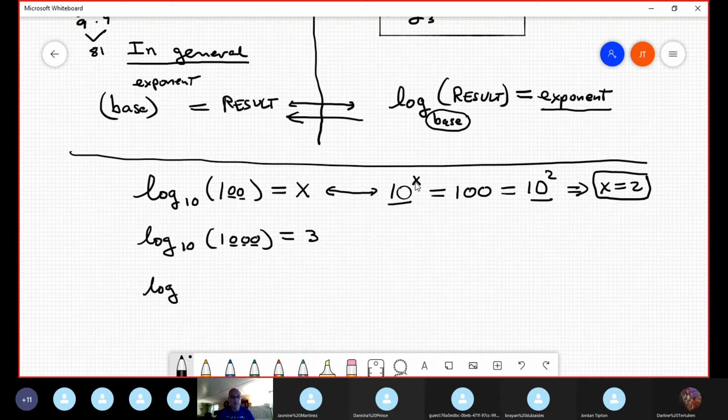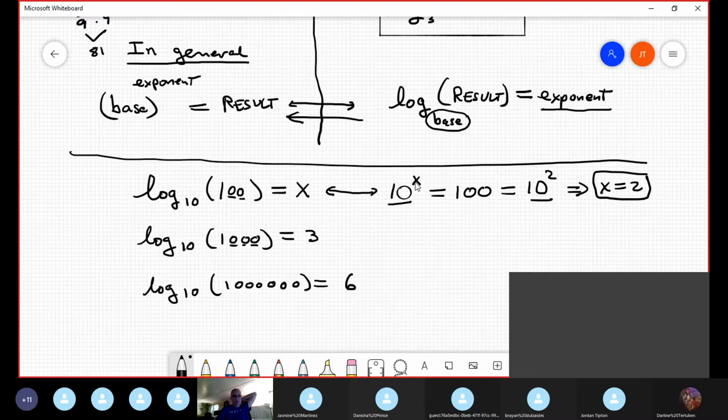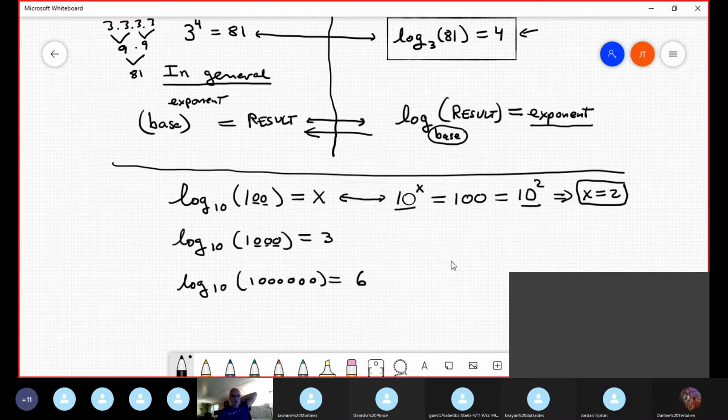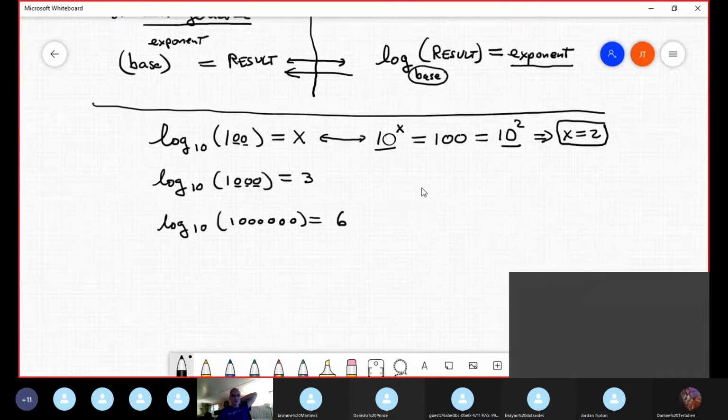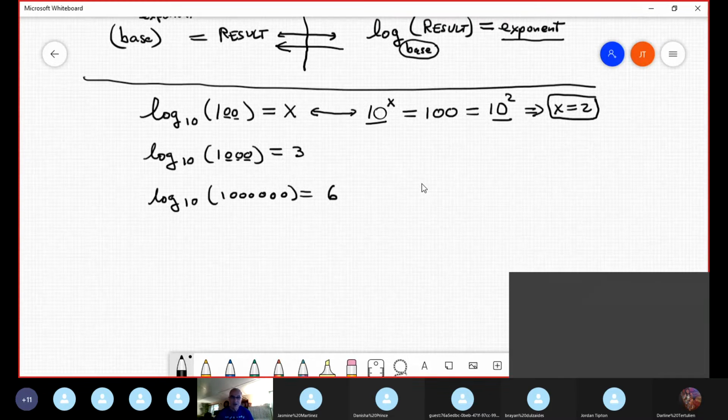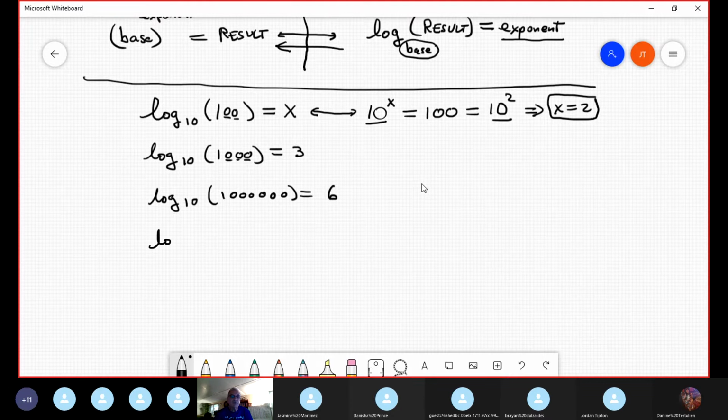And what about 1 million? 1, 2, 3, 4, 5, and 6. What is the answer? Logarithm base 10 of 1 million. 6. Very well. I want to complicate your life. I put it the easy way first, and you are happy now. But I try to complicate your life.